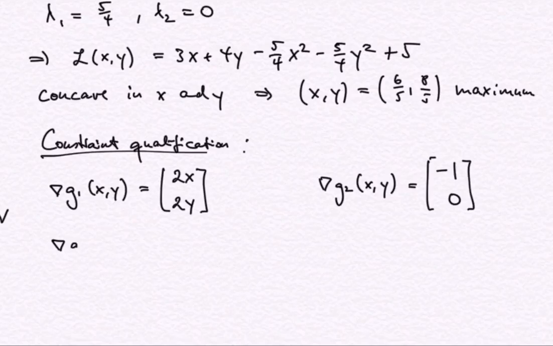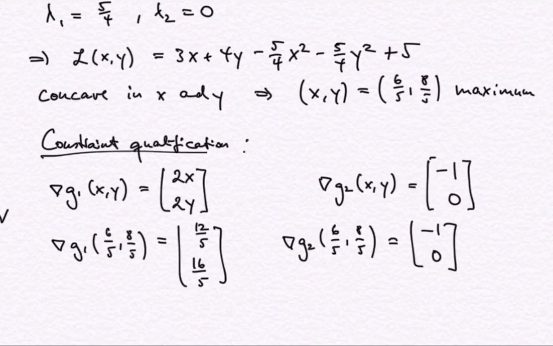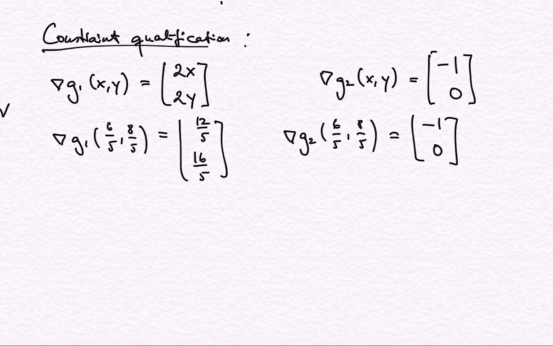So the gradient of the first constraint in 6 over 5 and 8 over 5 is 12 over 5 and 16 over 5, and the gradient of the second constraint in 6 over 5 and 8 over 5 is minus 1 and 0. These two vectors are linearly independent, and so constraint qualification holds in the optimum.